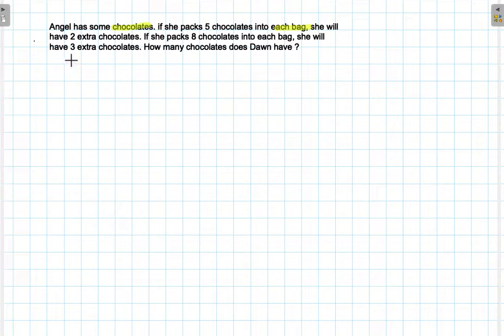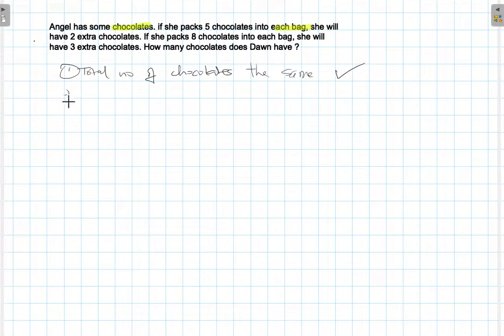So, I know that you have to ask yourself, is the total number of chocolates the same? Very hard to write using this. The same. Okay, this is one. Yes, it is the same, right? Because this chocolate she can pack into 5 or she can pack into 8. So the number of chocolates is the same.